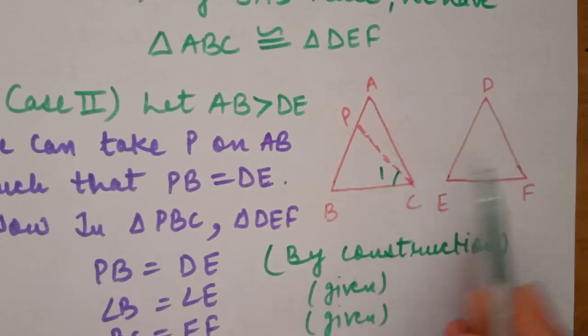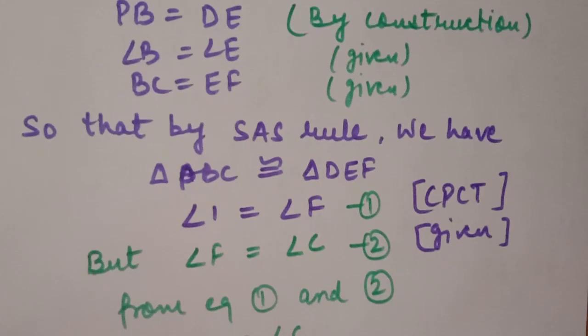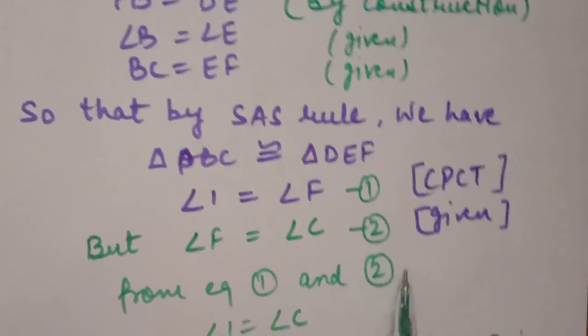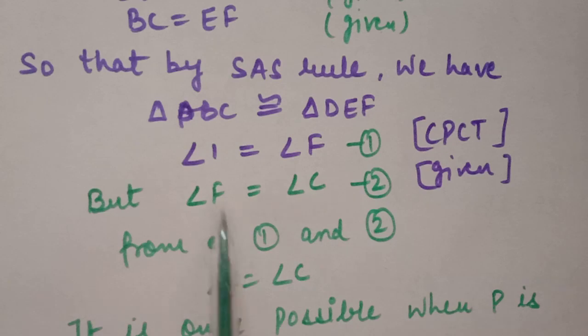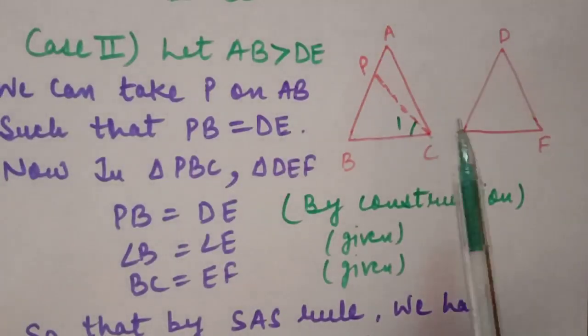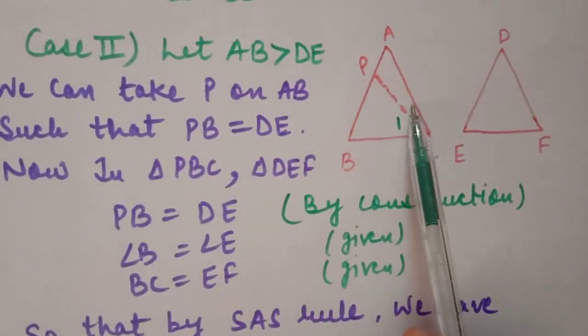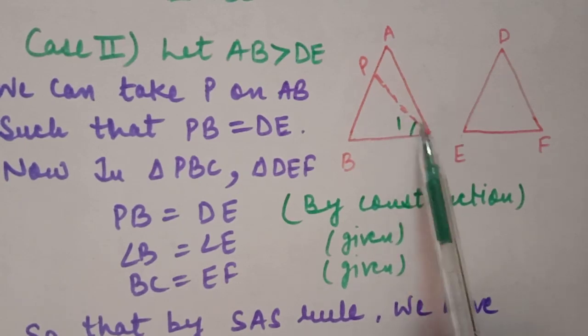But angle C is equal to angle F, it is already given. 1 is equal to F by corresponding parts of corresponding triangles, and F is equal to C, given. From the first and second equation, it is proved that definitely 1 and C are equal to each other. Now 1 and C are equal to each other, so we will check from our diagram. Angle 1 and angle C are equal to each other.